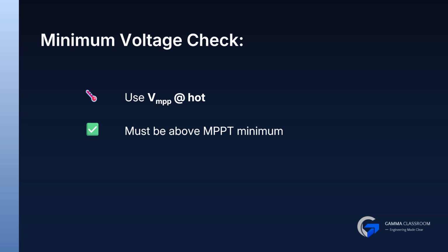For minimum voltage, we use maximum power point voltage at the hottest temperature. Heat reduces voltage, so this is the lowest point the array will operate. Vmpp must stay above the inverter's MPPT minimum.